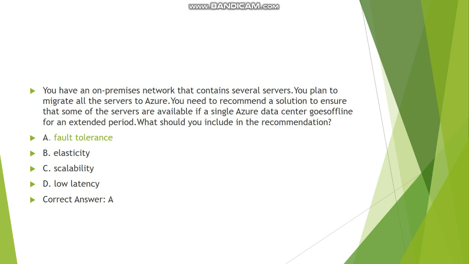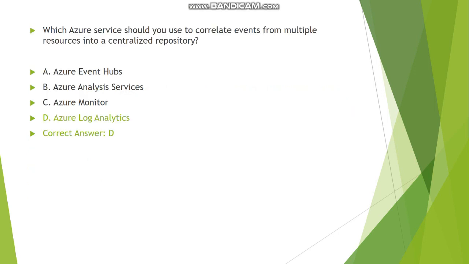You have a next question. You have an on-premises network that contains several servers. You plan to migrate all the servers to Azure. You need to recommend a solution to ensure that some of the servers are available if a single Azure data center goes offline for an extended period. What should you include in the recommendation? So answer is fault tolerance.